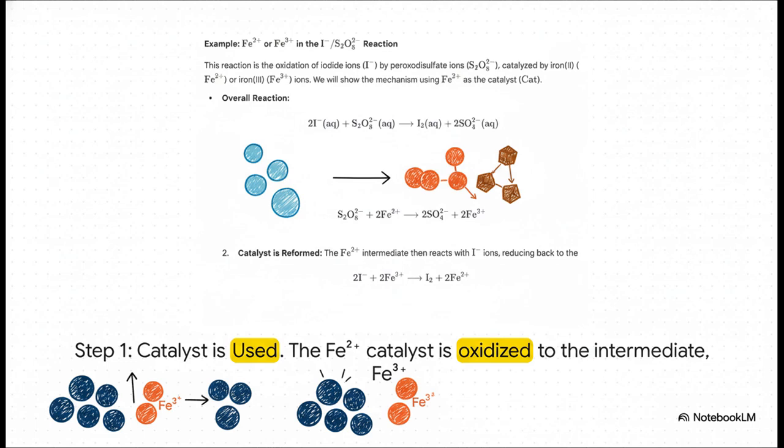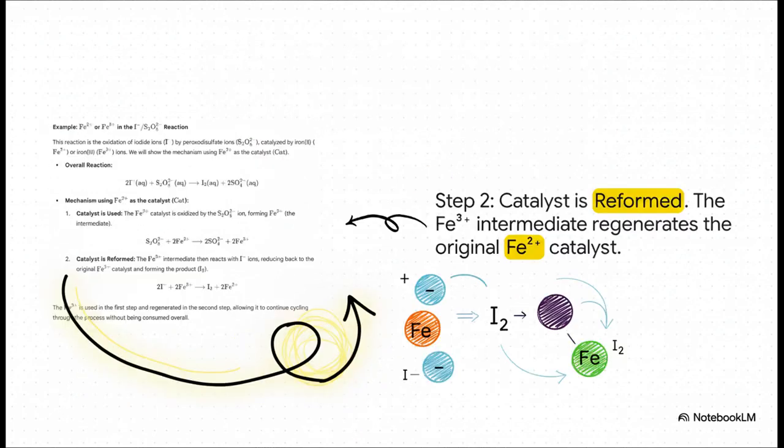Our catalyst, the Fe2+ ion, actually gets used up. It reacts with one of the reactants and gets oxidized, turning into an intermediate form, the Fe3+ ion. For a moment, it looks like our catalyst is gone. And here's where the magic happens. In step 2, that intermediate we just made, the Fe3+, reacts with the other reactant. And in doing so, it not only makes our final product, but, and this is the whole point, it regenerates our original Fe2+ catalyst. It's back to how it started, ready to kick off the whole cycle again.